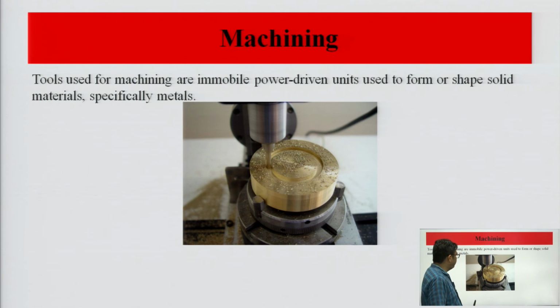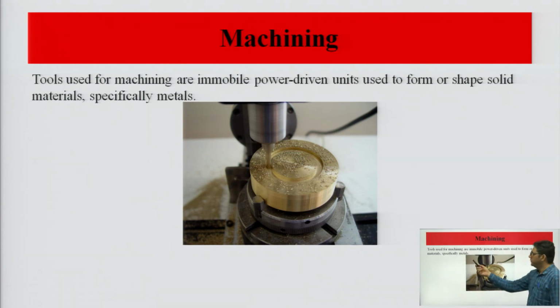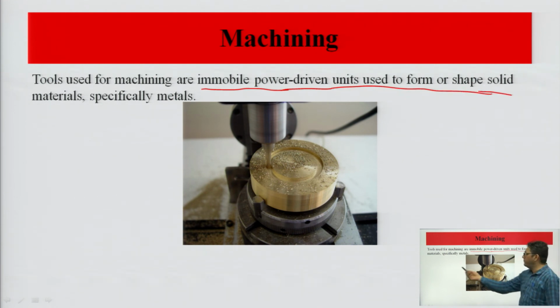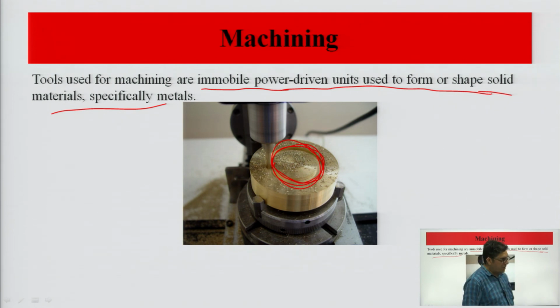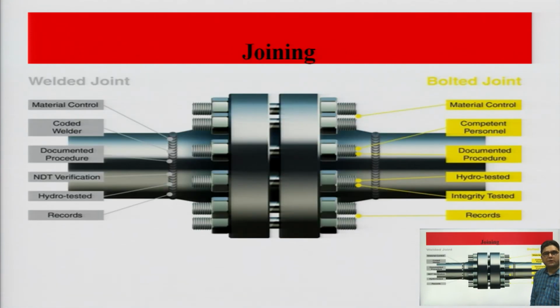The tools used for machining are immobile, they are fixed, power-driven units used to form a shape from solid material. So, this is immobile, fixed, driven by power, and it is used to shape this. This is being shaped. This machine is used to shape it and a particular product has come into shape. So, this process is known as machining.